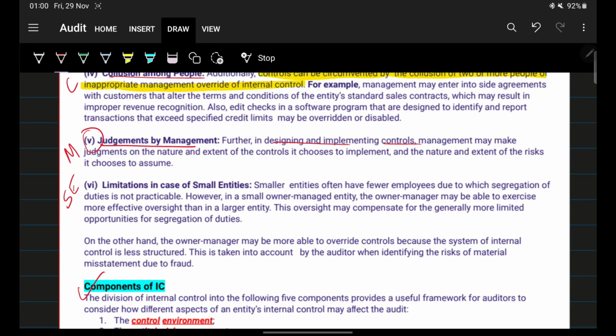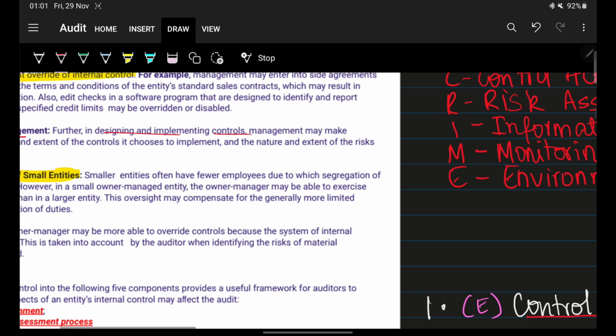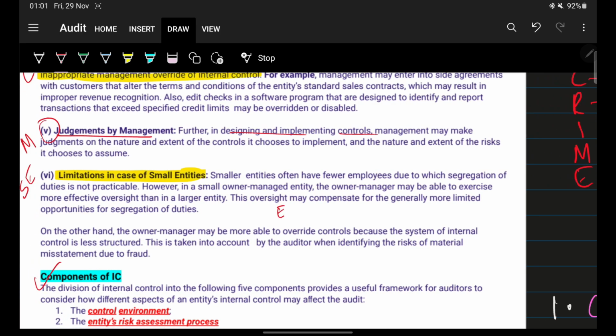Okay, next, limitation in case of small entities. Okay, so in smaller entities, it just says that since there's only going to be like one employer, right? Who's the owner, right? Employer slash owner. Just set it up. And one employer or the owner, right?